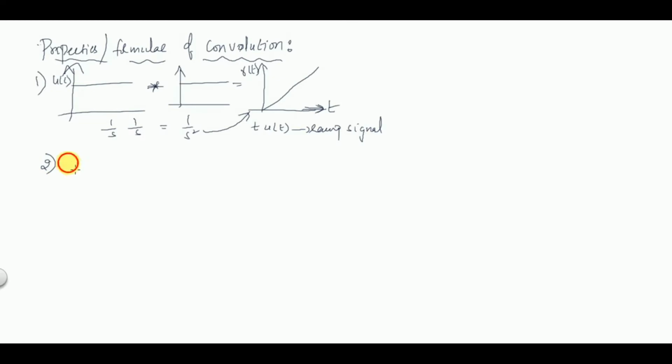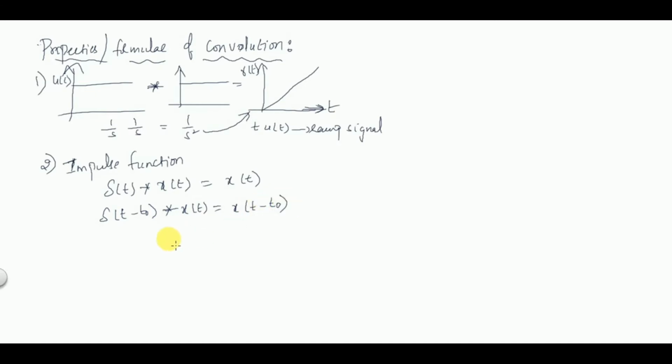And second, the impulse function. If you have an impulse function in one of the convolution signals, that is del of t convolved with x of t, the result is x of t only. If del of t minus t naught, that is a shifted impulse, is convolved with x of t, then it will be x of t minus t naught. So this is the property of the impulse function in convolution.